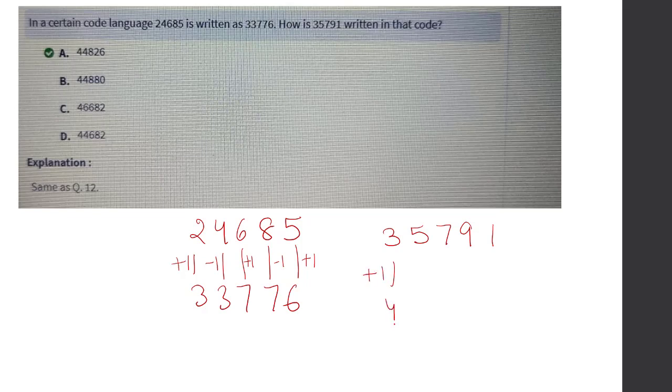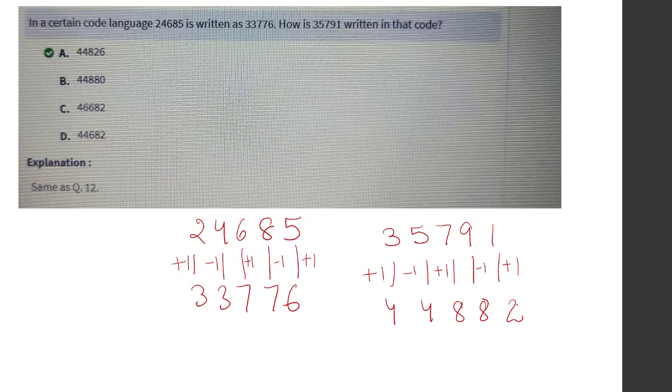So 3 plus 1 is 4, 5 minus 1 is 4, 7 plus 1 is 8, 9 minus 1 is 8, and 1 plus 1 is 2. The answer should be 44882.